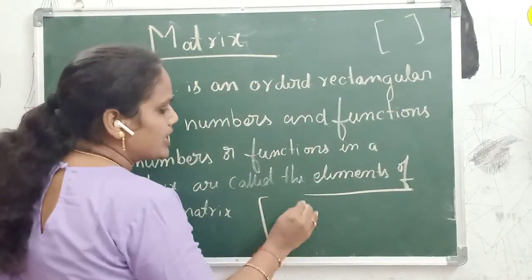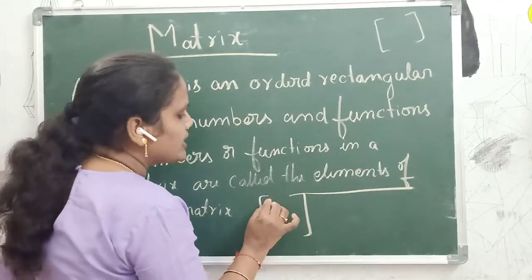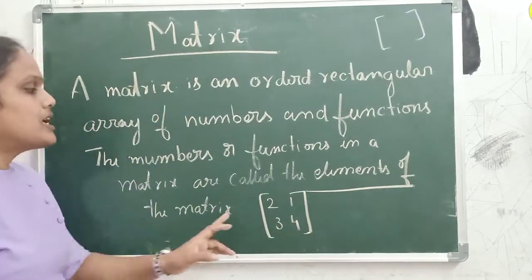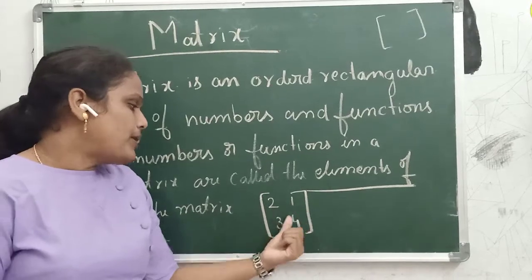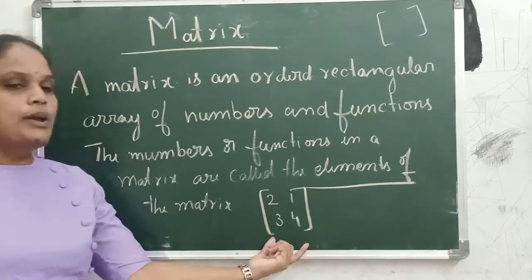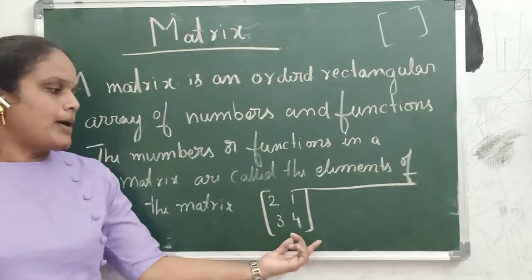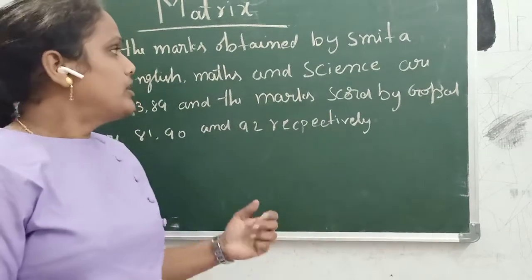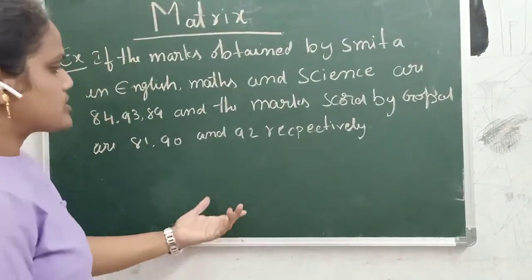Whatever we are denoting as a matrix, we write in closed brackets. In this we are writing some numbers or functions. Whatever we write, these numbers are called elements of a matrix. Okay, these are the elements of a matrix. In an example, we will see how to write a matrix in one closed bracket.